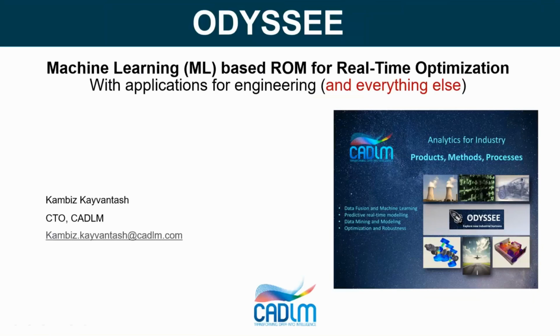Now, the topic of my talk will be machine learning for reduced order modeling, or based on reduced order modeling for real-time optimization. So the objective is to do real-time simulations, but really we are talking about optimizations, and you will see why. But you will see that it actually applies to everything else. So we will see this.